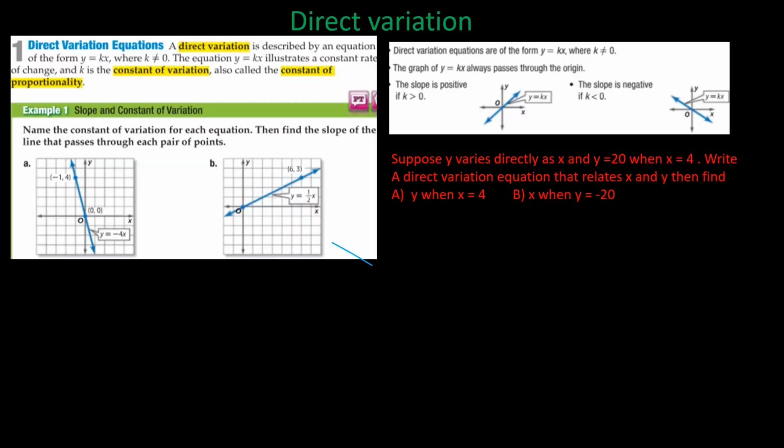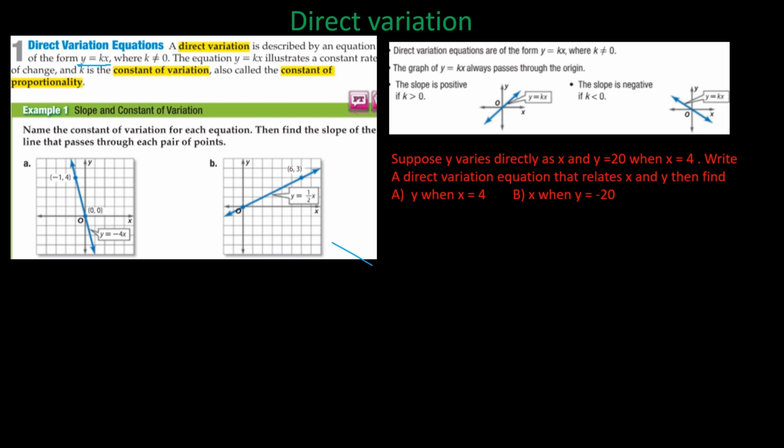Hi, today we are going to talk about direct variation. A direct variation is described by an equation of the form y equals kx, where k equals the constant of variation. Let's solve the first example to see what is the relation between the slope and the constant of variation. Name the constant of variation for each equation, then find the slope of the line passing through each pair of points.